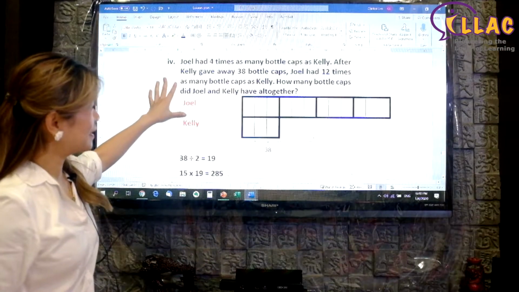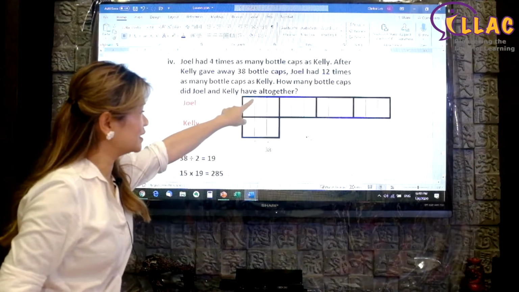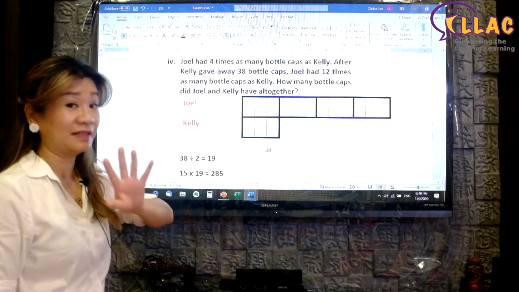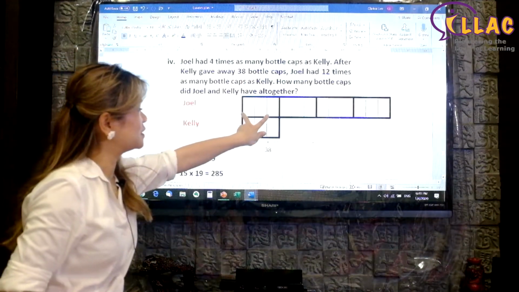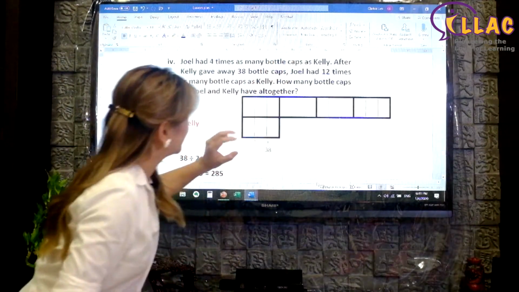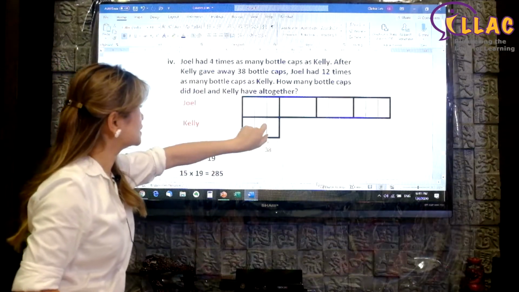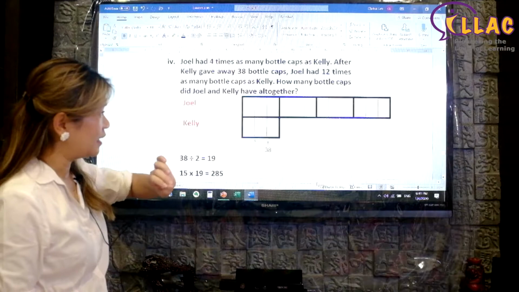Joel had 4 times as many bottle caps as Kelly. So you notice that I have these bold lines and the thin lines. Let's look at the bold lines first. So Kelly has 4 times. This is 1, 2, 3, 4. 4 times as much as Kelly. Therefore, Kelly has 1 of this. Then Kelly gave away 38 bottle caps.